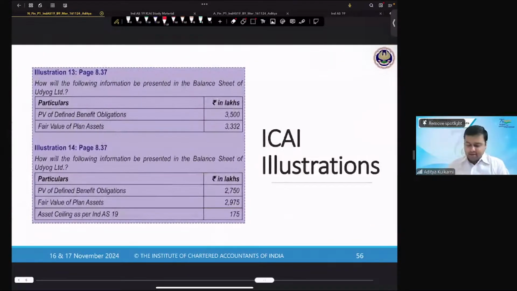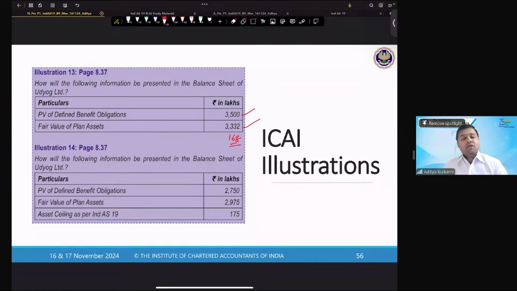All right, fine. Now we come to some small questions. Okay, बहुत छोटे छोटे questions हैं. 2 seconds लगेंगे. Okay, how will the following information be presented in the balance sheet of Udyog Limited? Present value of defined benefit obligation 3,500. Fair value of plan assets 3,332. तो कैसे प्रेजेंट करोगे? Net it off. तो इसको आप माइनस करोगे, you will be left with 168.